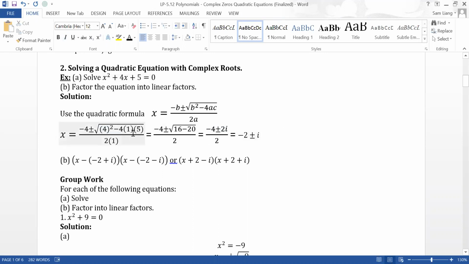For part B, we're going to factor this equation into linear factors. So just as we did with the do now, we write x minus the first 0, which I designated as negative 2 plus i. And then the other 0 is x minus parentheses negative 2 minus i. And then from there, you distribute the subtraction sign. You get x plus 2 minus i, and then x plus 2 plus i. So that'll be your answer for part B. Ready?